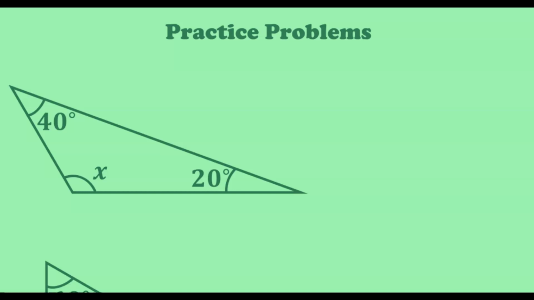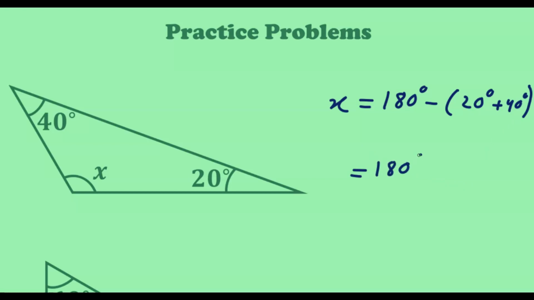Consider the first triangle. We need to find the missing angle x, and the other two angles of the triangle are given to be 20 degrees and 40 degrees. So how are we going to find the value of x? To obtain the value of x, we just need to subtract from 180 degrees the sum of the other two angles. So this is what we get. We get 180 degrees minus (20 degrees plus 40 degrees). So that's 180 degrees minus 60 degrees, and this is equal to 120 degrees.